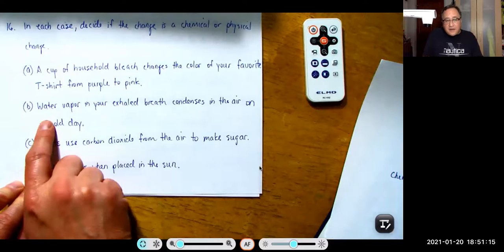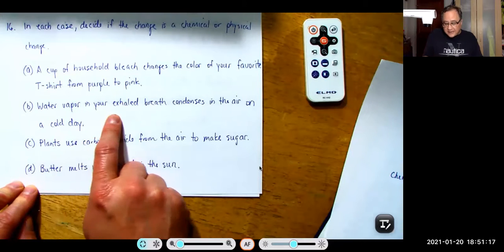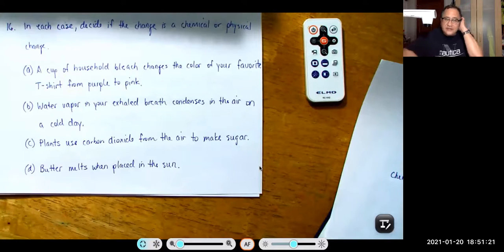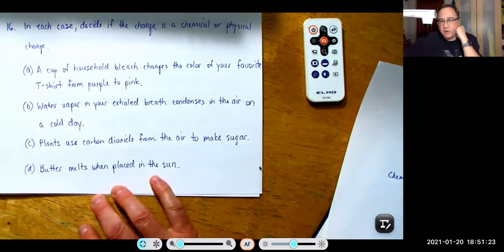B, water vapor in your exhaled breath condenses in the air on a cold day. So when they say water vapor, what's the formula of the water?